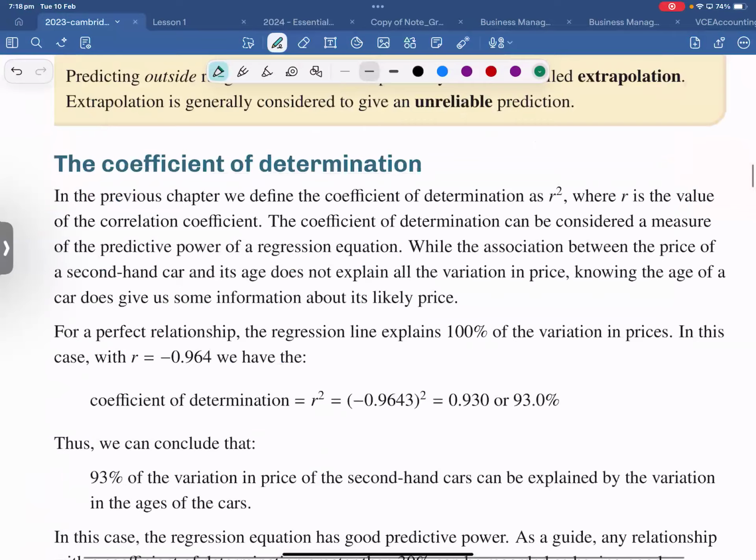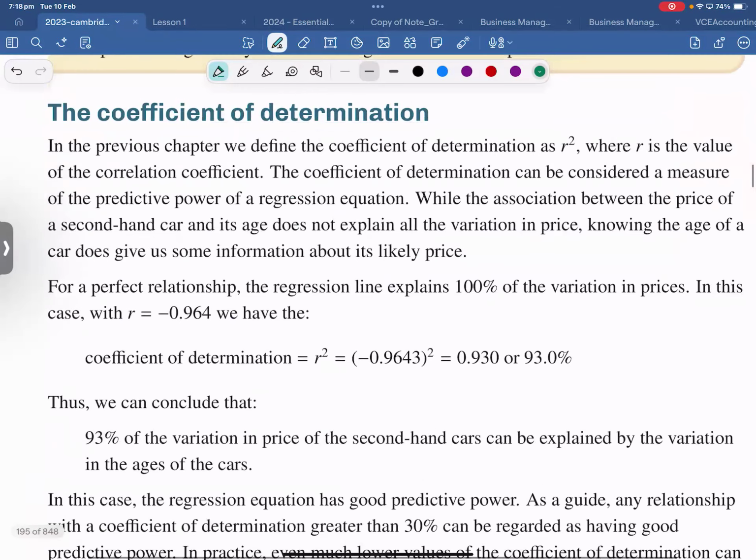Okay, now we discussed this one, guys, before. Coefficient of determination. What is coefficient of determination? Yes. What is it? Tell me. Coefficient of determination. Tell me.